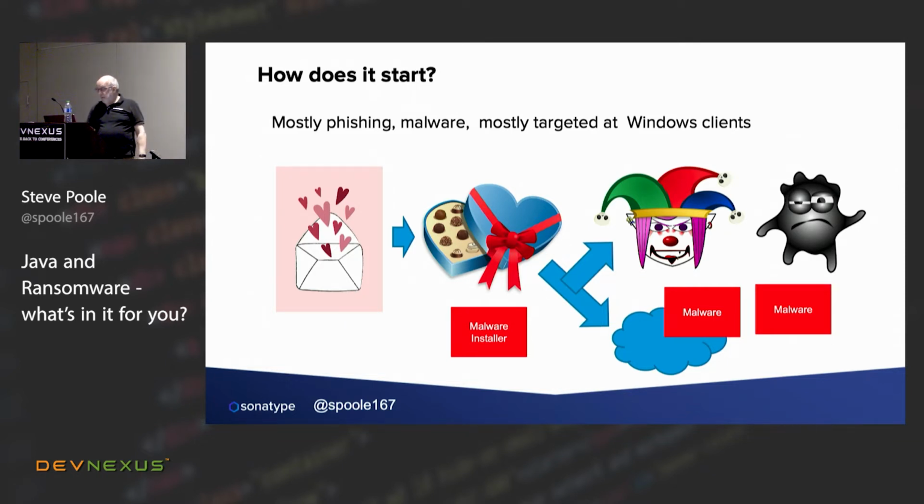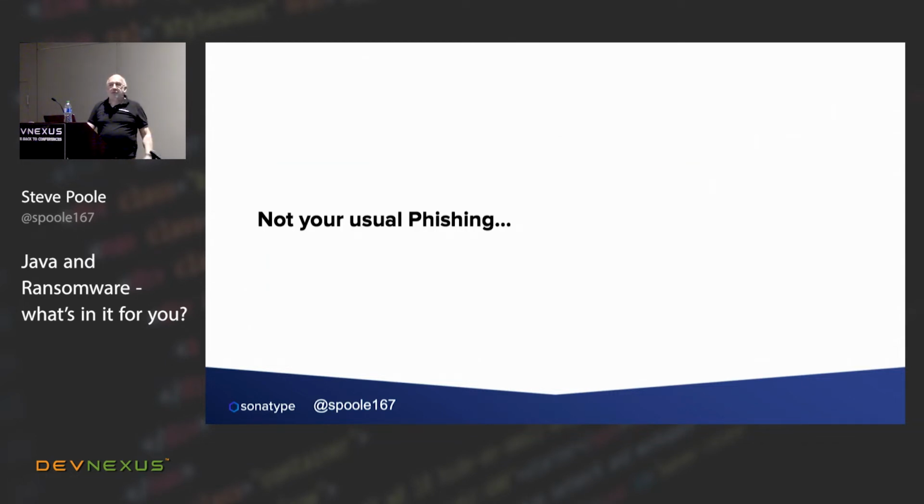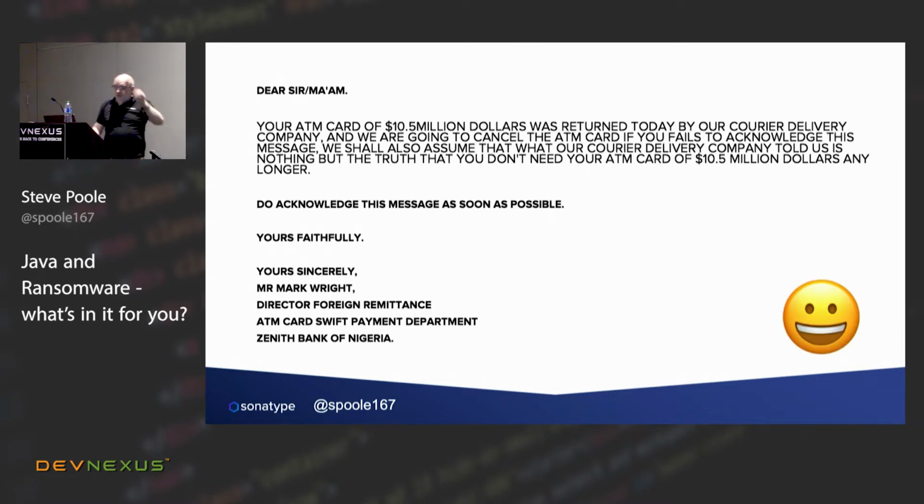Okay. So as I said, not your usual phishing. We're all used to getting silly phishing emails. This is one of my favorites: your ATM card of $10 million was retained, and blah, blah, blah. And we know what this stuff is like. And you go, Bank of Nigeria. Okay, so it's just silly. We all get those types of email.